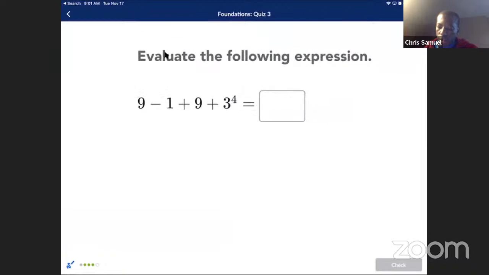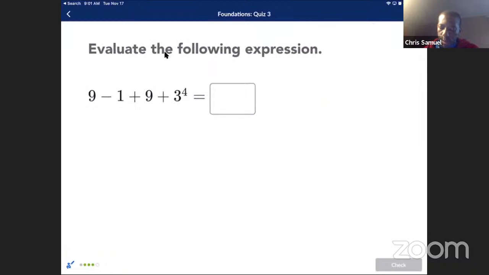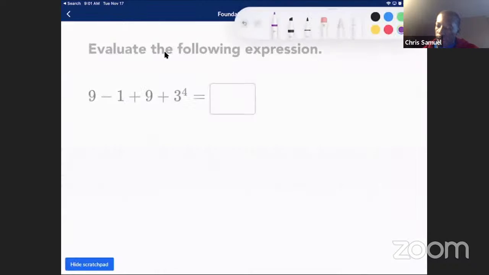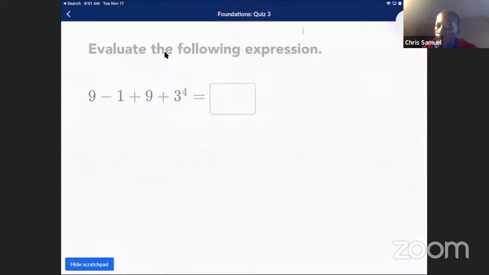So now we can go ahead and look at this. Evaluate the following expression. This is where we're going to use our PEMDAS rule. We make sure we start with parentheses. There are no parentheses here, so next we do exponents. It's exponents right here.